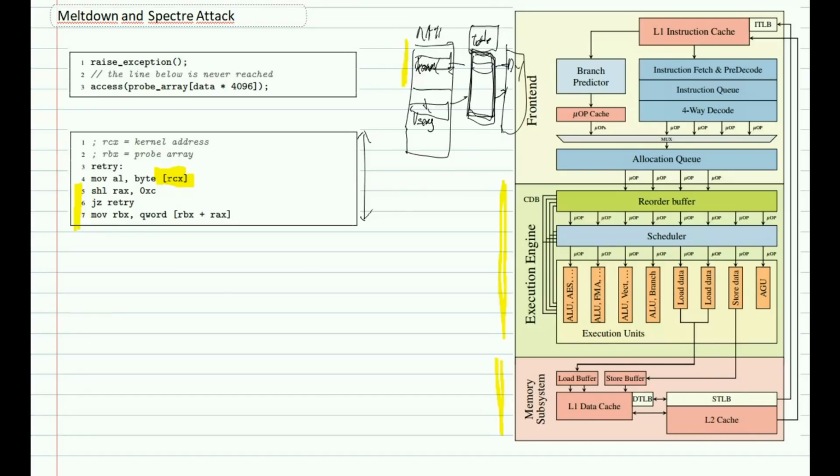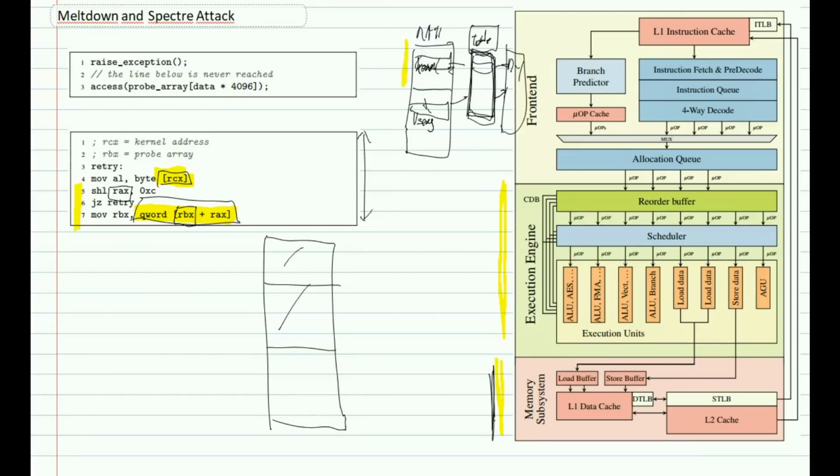And in the next step, this byte is used to make another memory access. And this memory access is really smart. There's a big chunk of memory, and the data calculated from the memory of the kernel space is used as the address to access this chunk of memory. So depending on the value, the system will access one or another chunk. This is the second part Meltdown is using, the cache side channel attack.